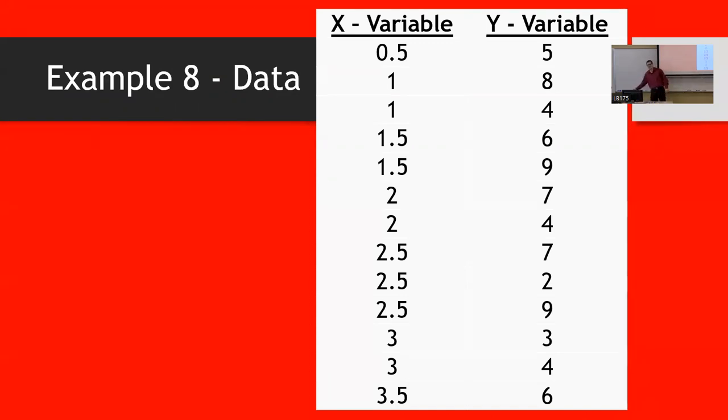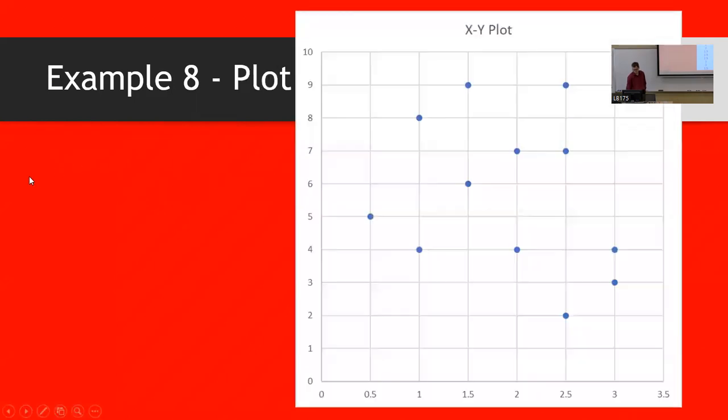Let's look at another scatter plot. Now this is just random data that I've put in. X is 0.5, Y is 5. When X is 1, Y is 8. When X is 1, Y is 4. So we're getting lots of different points. If you drew this scatter plot, you get this.